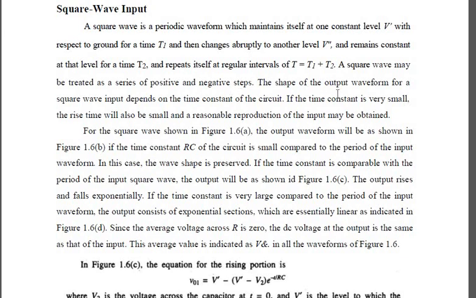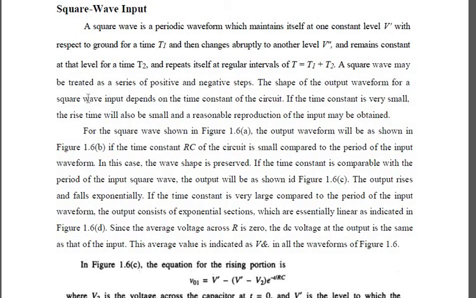The shape of the output waveform for a square wave input depends upon the time constant of the particular circuit. Whatever time constant you are considering, depending upon that particular time constant, your output for the square wave input will be dependent. If the time constant is very small, the rise time will also be small, and reasonable reproduction of your input may be obtained. This was the shape regarding your square wave inputs. Right, so the shape of your output waveform will be dependent upon the time constant of your circuit.